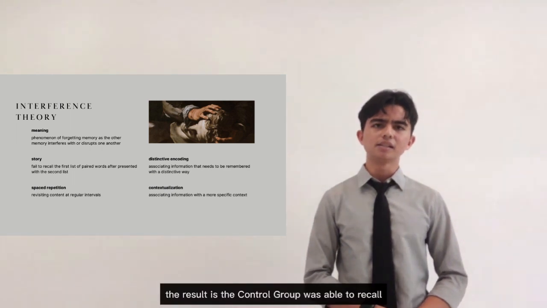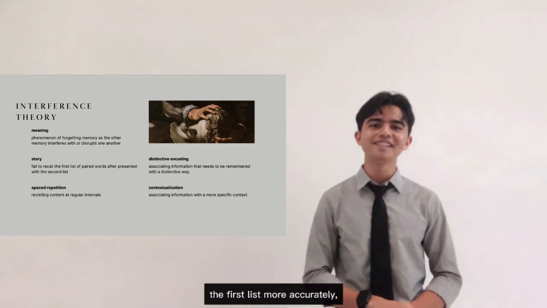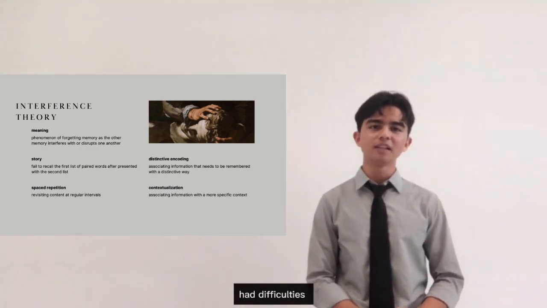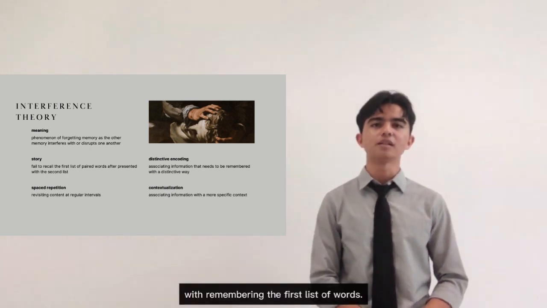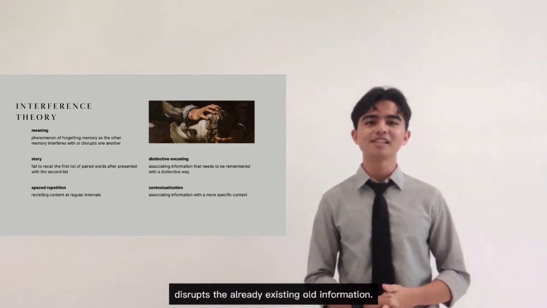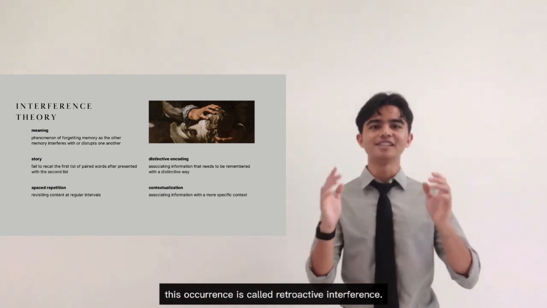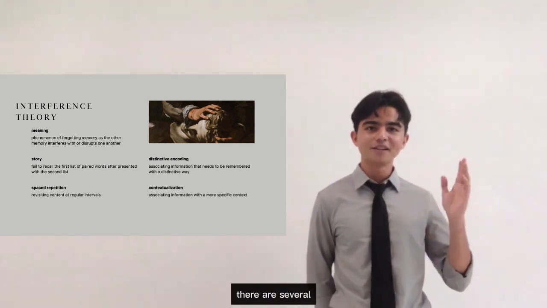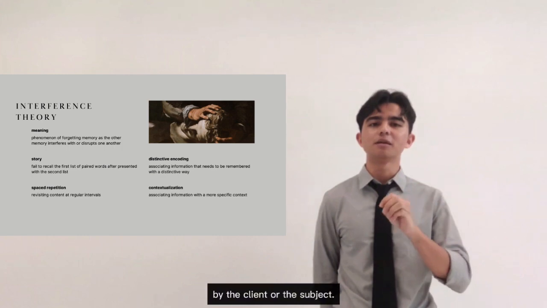The result is the control group was able to recall the first list more accurately, while the clients or the experimental group had difficulties remembering the first list of words. This is because the new information disrupts the already existing old information. This occurrence is called retroactive interference. There are several ways to solve the problem presented by the clients or the subject.